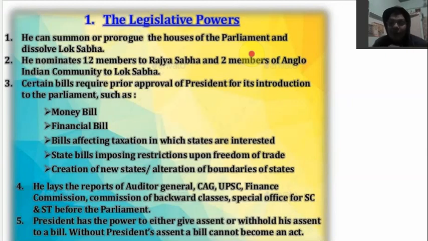So the presidential power of withholding his assent, and you will learn a lot about this in further classes, the veto powers of the president, how the president can actually withhold his assent. However, it's not as absolute as it is in America, but we still have some powers. So the president has the power to give the assent or to withhold his assent, and if he withholds his assent, the bill cannot become law. This is the power of the president. So we are done with the legislative powers today. We will move further with the remaining powers of the president and finish this chapter on the president in the next class. I hope you learned something from this class.